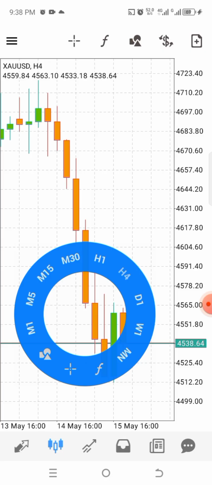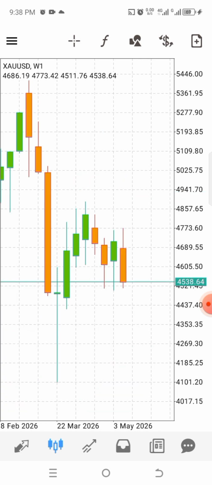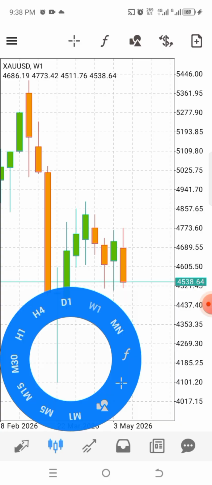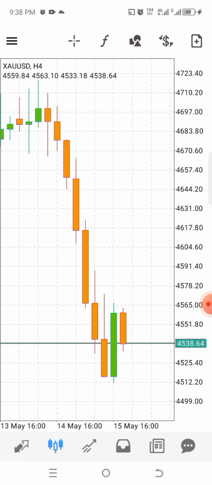So now let's go from the top to the H4 time frame again, so that we establish a fact, right? On the monthly time frame, we are bullish. On the weekly time frame, we are bearish. On the daily time frame, we are bearish, and on the H4 time frame, we are bearish. So these are three time frames that are in agreement towards one direction, except for the monthly time frame.